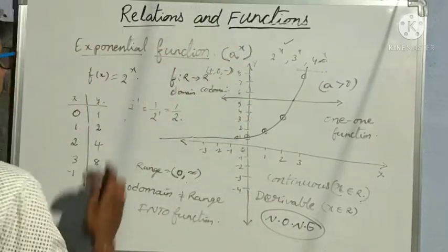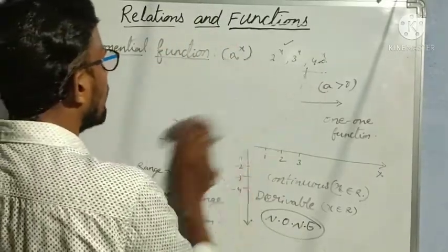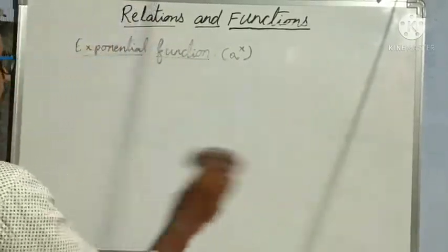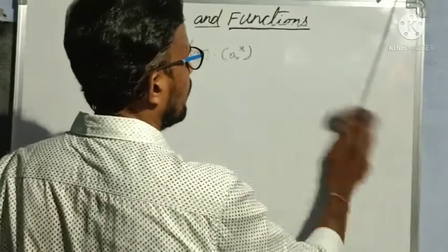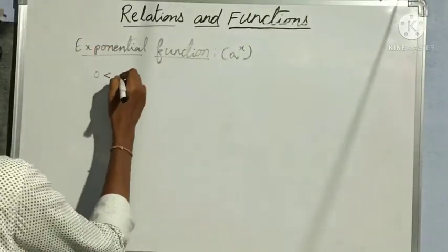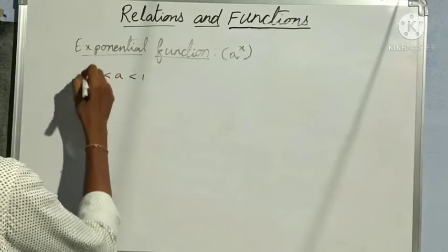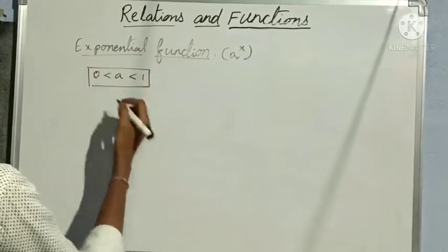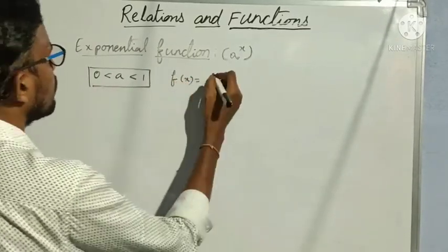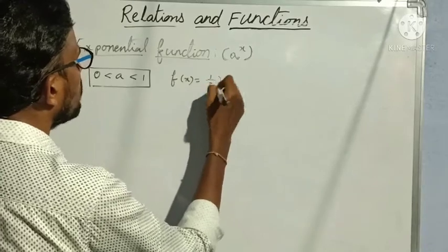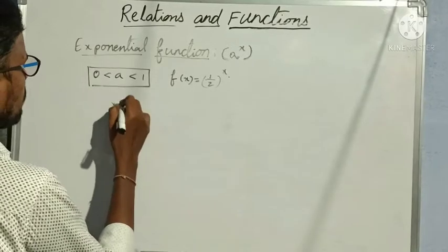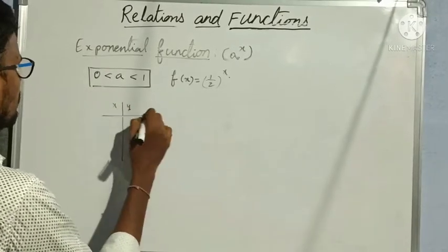Let us see how the graph of the function will be in the other case. So let us see the graph of the exponential function when 0 is less than a, which is less than 1. When this condition is satisfied, how will the graph of the exponential function be? So when a is in between 0 and 1, I am taking 1 by 2. So 1 by 2 power x. Okay. Now what will be my graph? So x value and y value.